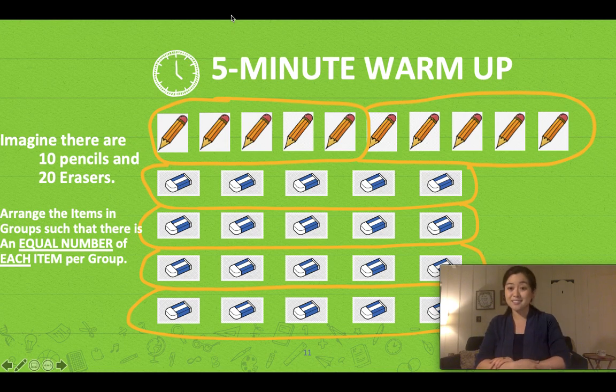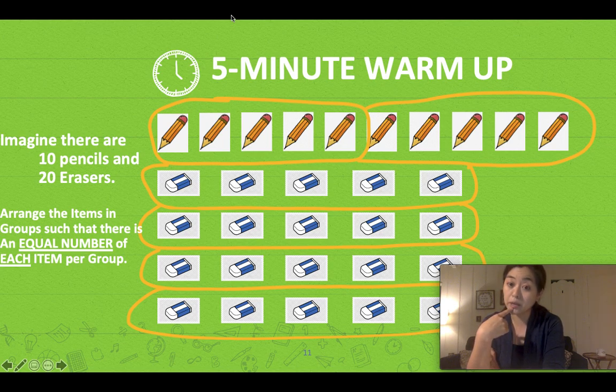What about this? Look at the orange circles. How many items are in each circle? There are 5 items in each circle. There are 5 items in each group.